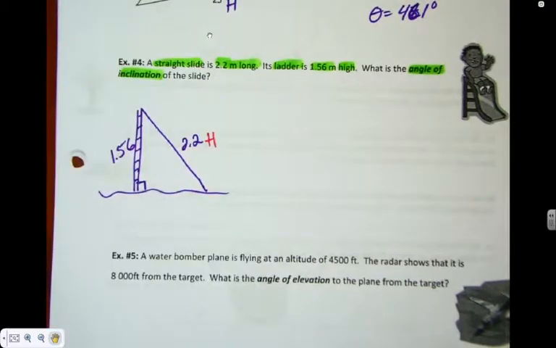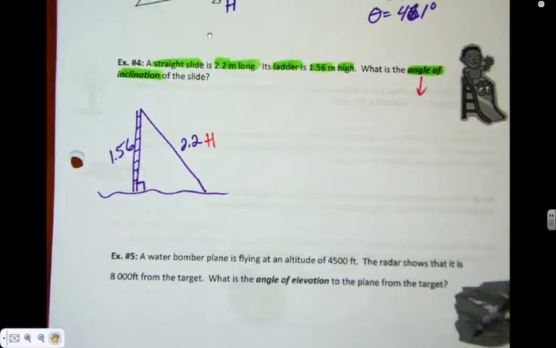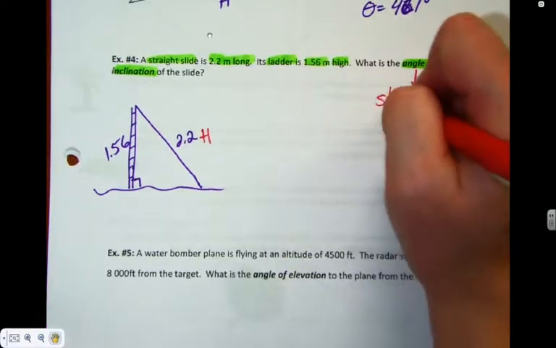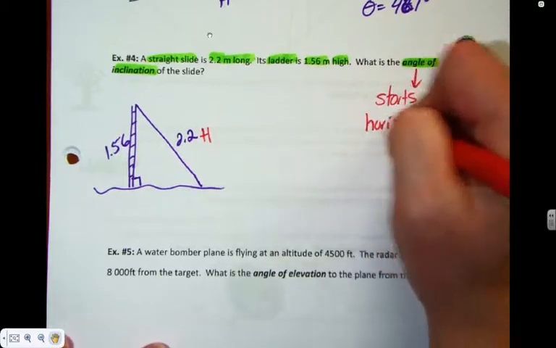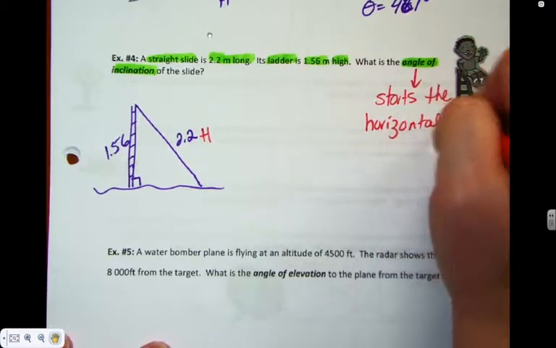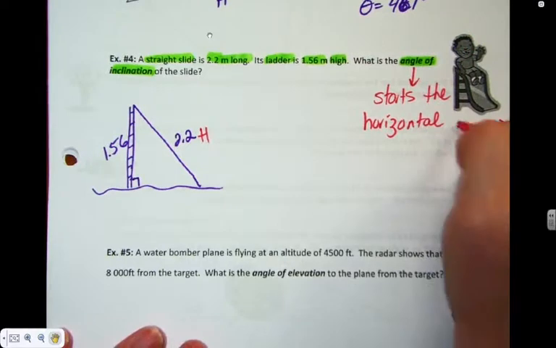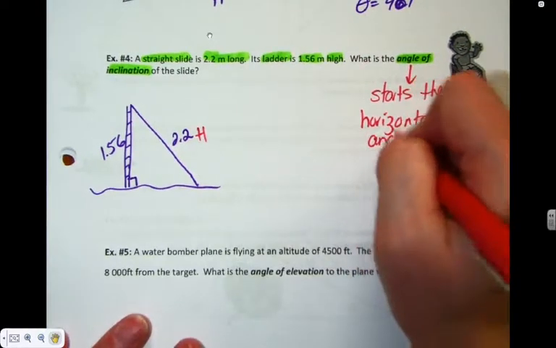And now we need to mark an angle. What's the definition of an angle of inclination? What does it mean to incline? Go up, something with that. Okay, increase, I like that, more specific. Starts at, and we call that the horizontal, okay, which is a horizontal line, and goes up.